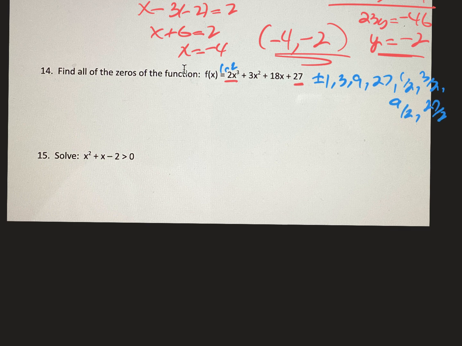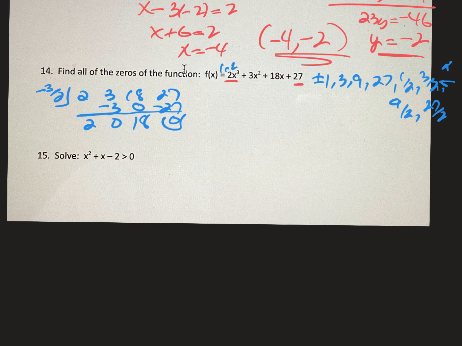That's my list. Now I'm going to take my calculator. I'm going to go to y equals. I'm going to graph that function and see which one of these is an x-intercept, or maybe 3 of them. Okay, so my graph crosses in between negative 1 and negative 2. And the only one of these numbers between negative 1 and negative 2 is the negative 3 halves right here. So I'm going to take negative 3 halves, put it in my box. I'm going to do synthetic division, and I have to prove that I really do get a 0 there. So I bring down the 2, multiply, add, multiply, add. So it leaves me with this right here.